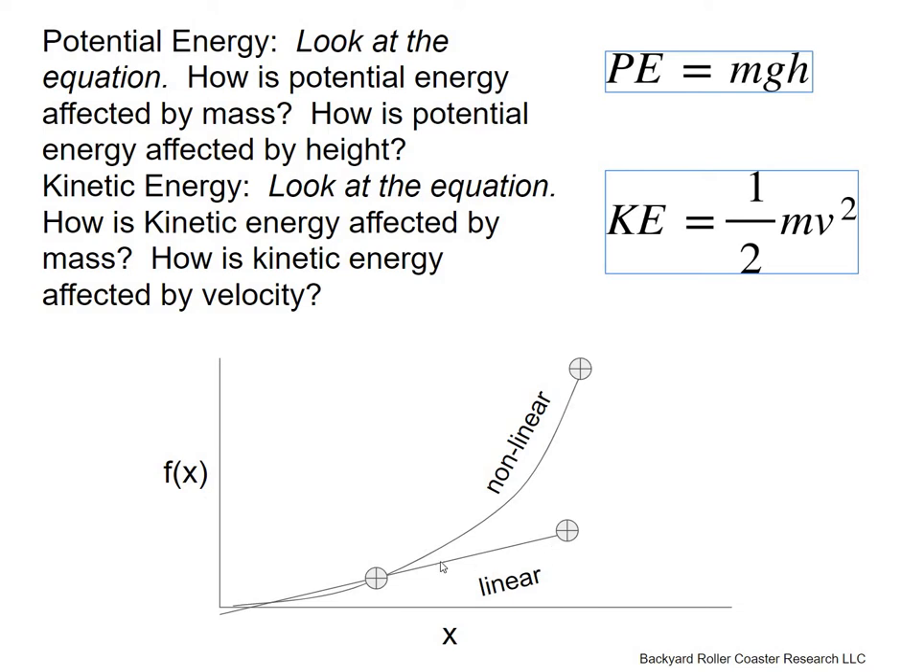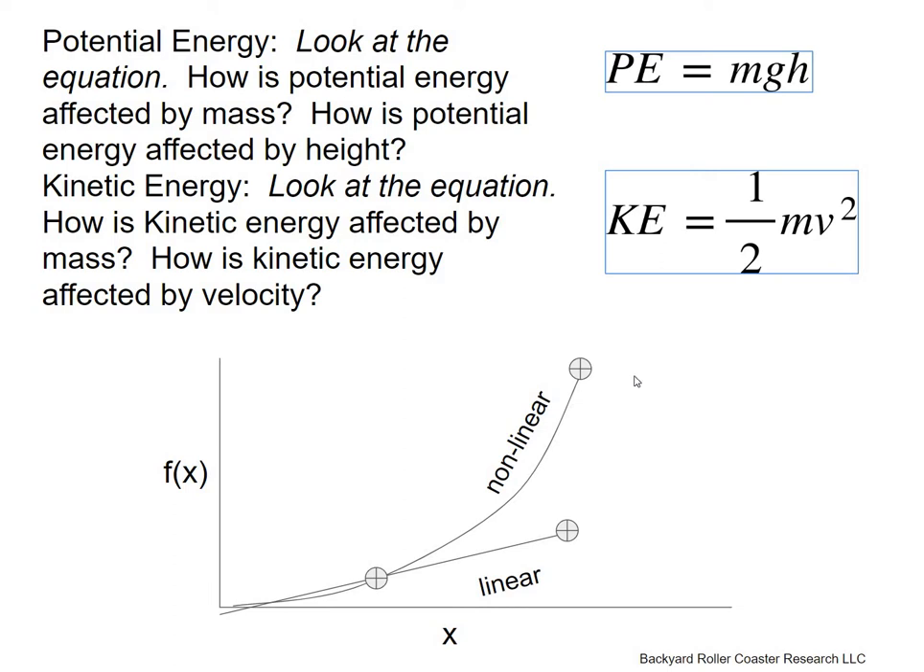Potential energy is a linear relationship. If you double the mass, the potential energy doubles. And you plot that out, it becomes a line, and we call it a linear relationship. Kinetic energy is a nonlinear relationship because it has this squared term in it. And that means velocity is more important than mass in this equation.